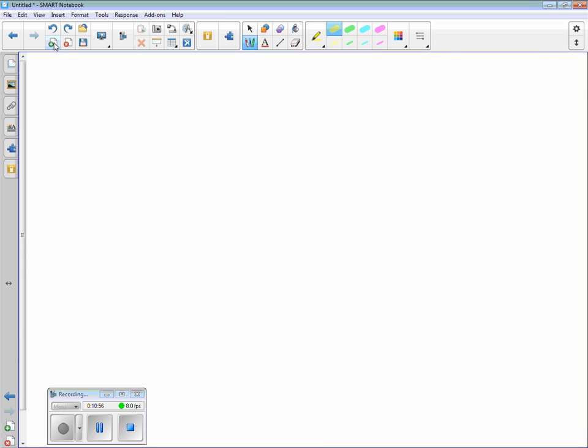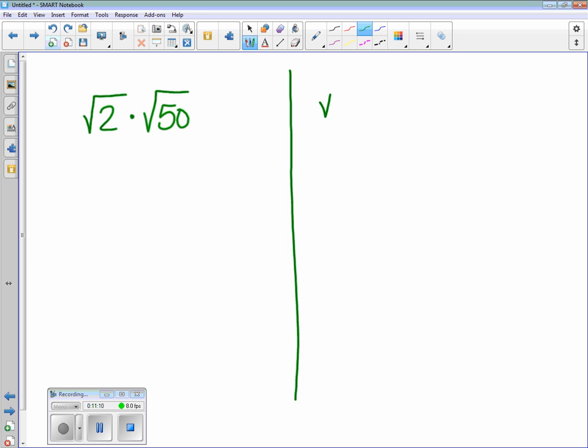Excellent. The only other thing that I could see I could change up would be something like this. The square root of 2 times the square root of 50. I could also say the square root of 2 plus the square root of 50. Okay? How would I solve either of these? Now I'm multiplying things. Let's start with the left-hand side first. You can multiply anything. They don't have to be alike at all.